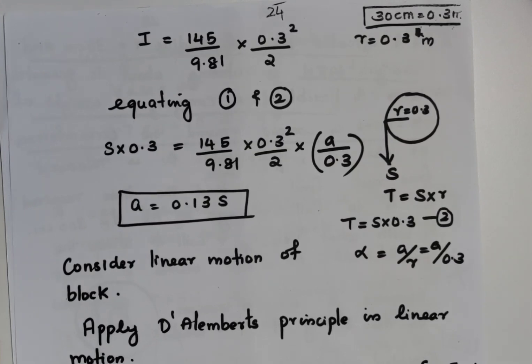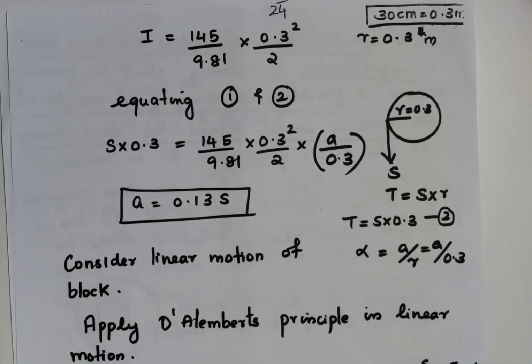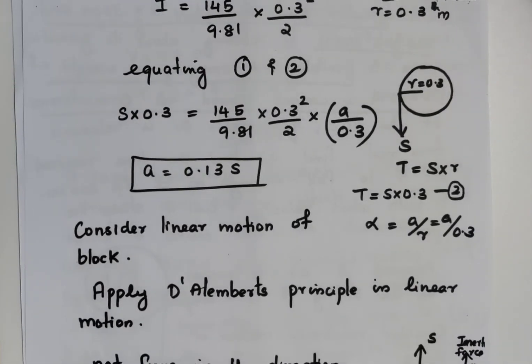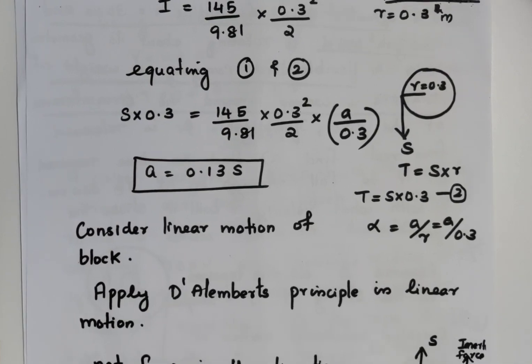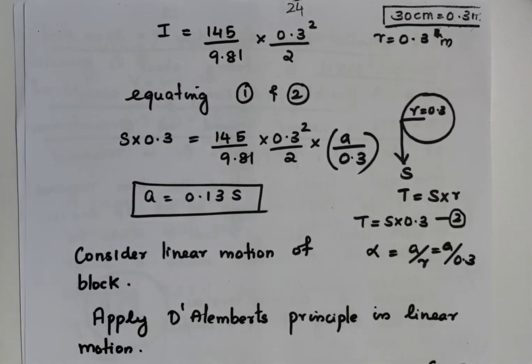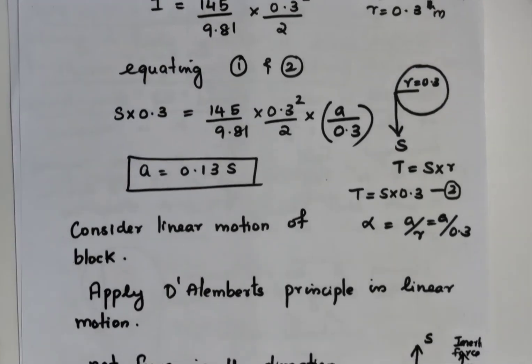Now the next step is you have to draw the free body diagram of the disc. Here the tension is acting in the downward direction. Radius of the disc is 0.3. So torque T is equal to S into R. Now this is your equation 2. You have to equate equation 1 and 2. Equating 1 and 2, you will get the relation connecting a and S.